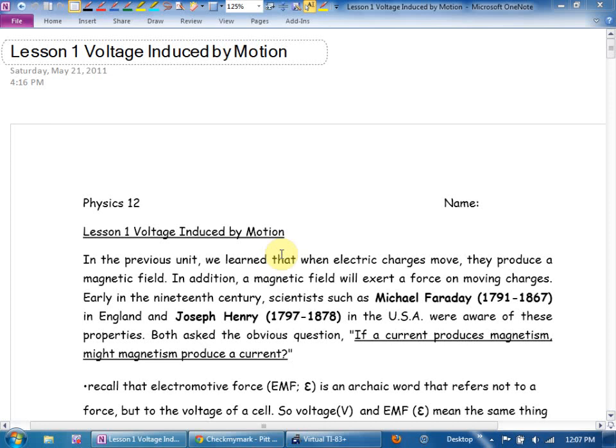And there was a natural question that Faraday in England and Joseph Henry in the US asked. They said, well, if current can cause motion, can motion cause current? And what they were trying to do was to invent the generator, which is how we get almost all of our electricity. So we're going to look at some of the basics today, and then we'll go a bit 3D after that. So the obvious question: if a current produces magnetism, can magnetism produce a current?